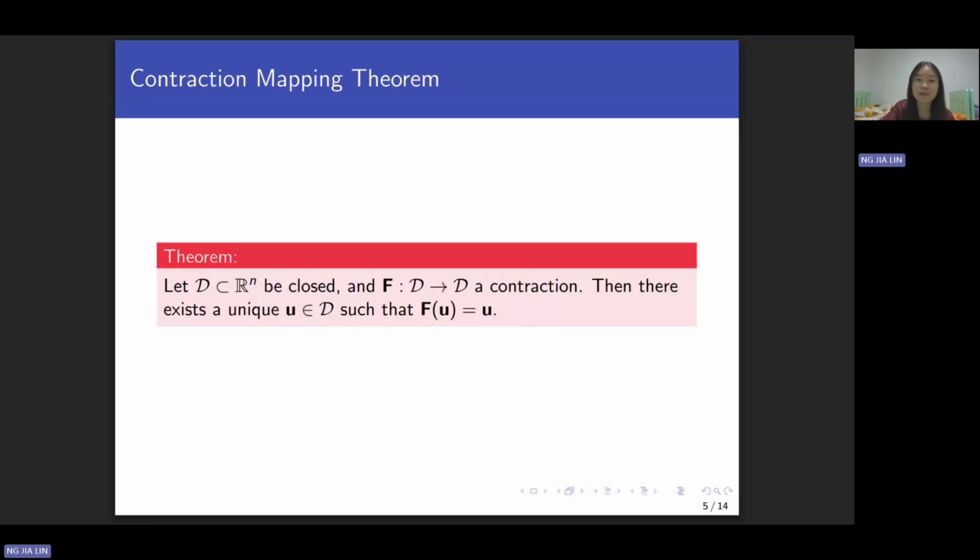Then there will exist a unique point u in D such that f(u) equals u. So basically this theorem is saying that we want to contract the domain, and when we contract it to infinity, we get a fixed point, which is the limit. We want to show that the fixed point exists, and the point satisfies f(u) equals u. We will prove this theorem in two parts: first we prove the fixed point exists, and second we prove that the fixed point is unique.